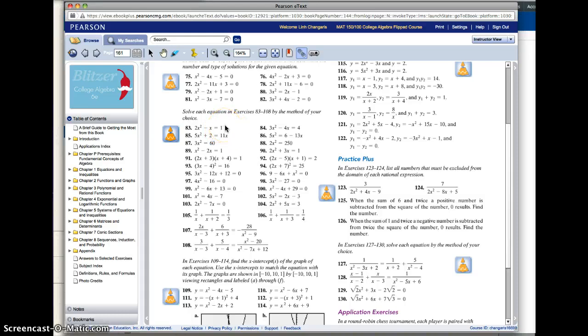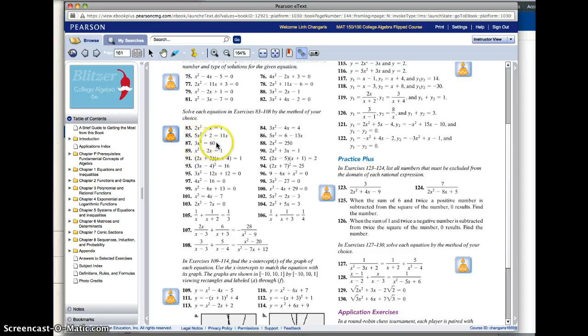Now if it doesn't factor on the left-hand side, I would go ahead and use the quadratic formula. Okay, I could not use the square root property here because there's a middle term, there's an x term there. Problem 85, the same idea. Here I would set one side equal to 0, so I would have 5x squared minus 11x plus 2 equals 0, and then I would do the zero factor rule. If it doesn't factor, then I would use the quadratic formula.